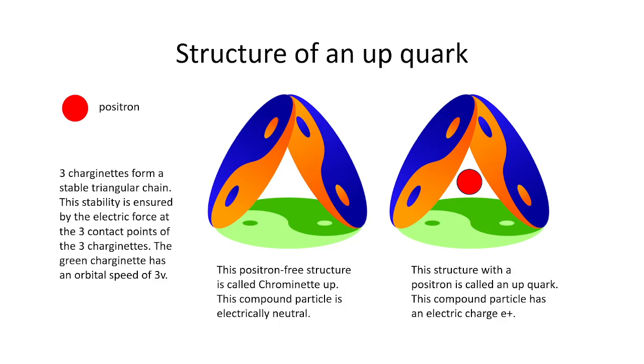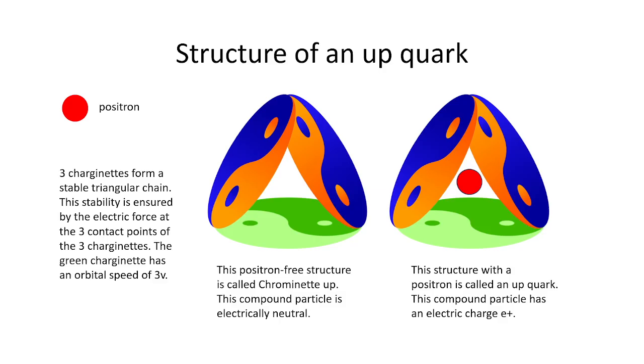Structure of an up quark. Three charginates form a stable triangular chain. This stability is ensured by the electric force at the three contact points of the three charginates. The green charginate has an orbital speed of 3v. This positron-free structure is called chrominate up. This compound particle is electrically neutral, and it is invisible.